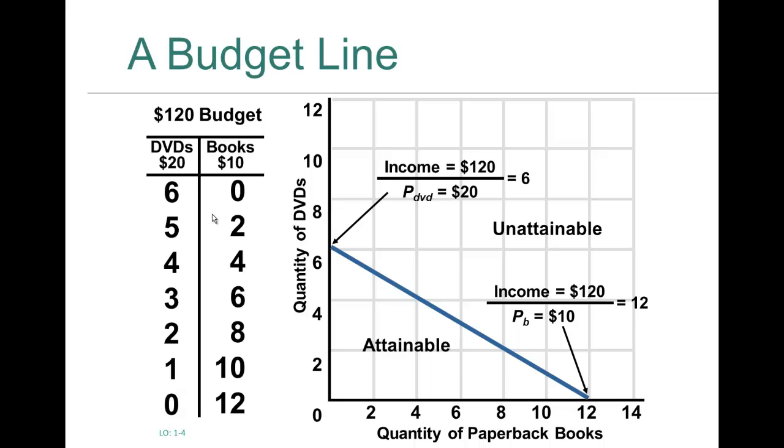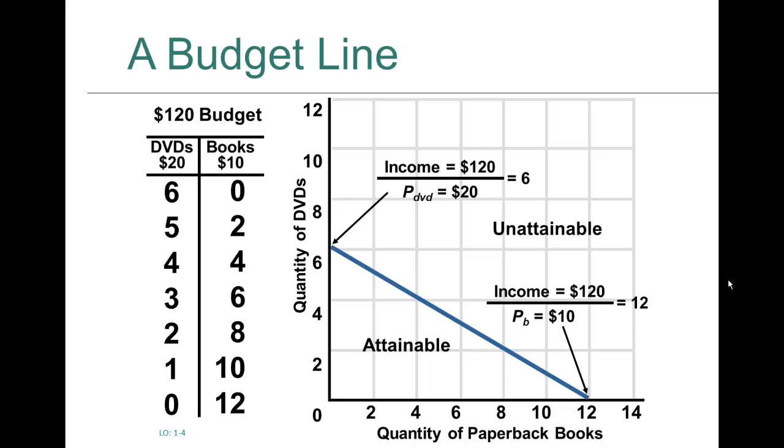In the middle, suppose you bought 5 DVDs for $20 each. That would be $100. And with $20 left, you could buy 2 books. Again, if you bought 5 DVDs, that would be $100 you spend, because each DVD is 20 bucks. And then you'd have $20 left, which means you could buy 2 books. Let's look at one more. If you buy 4 DVDs, then you've spent $80 and you have $40 left, and then you could buy 4 books.